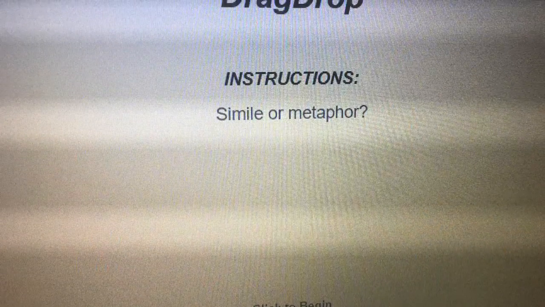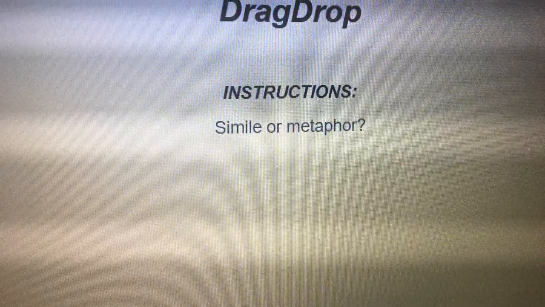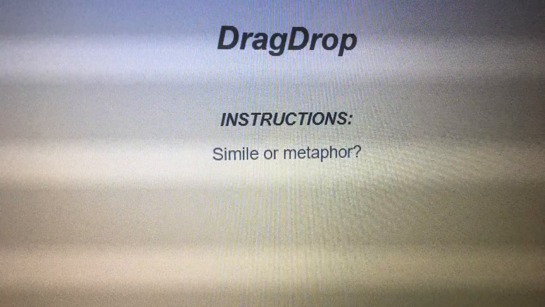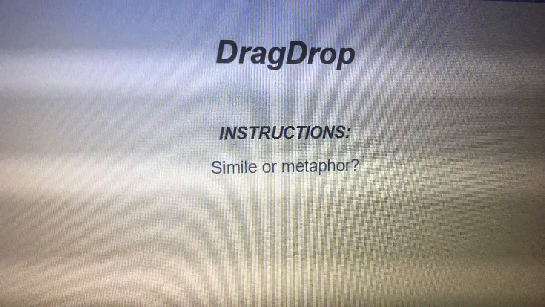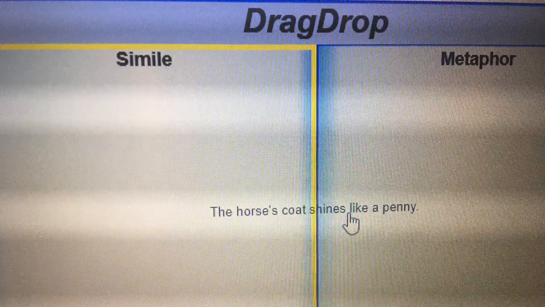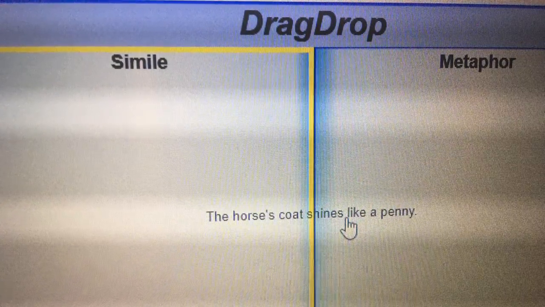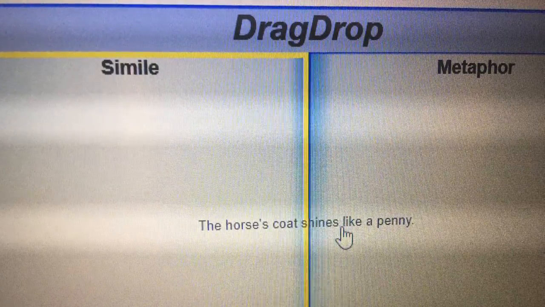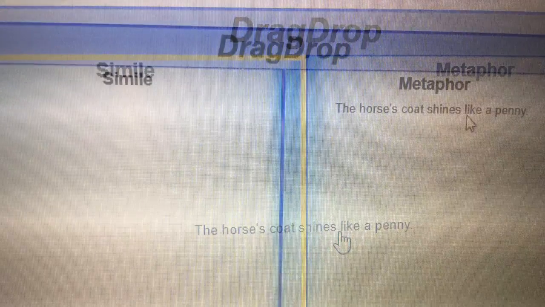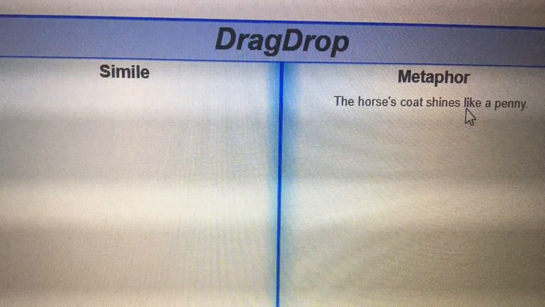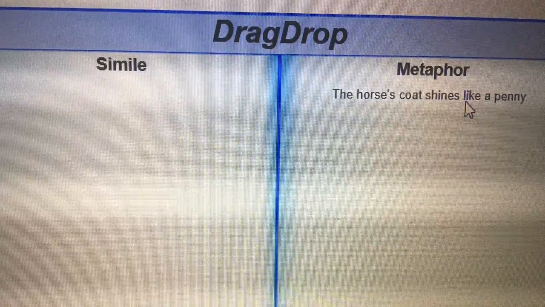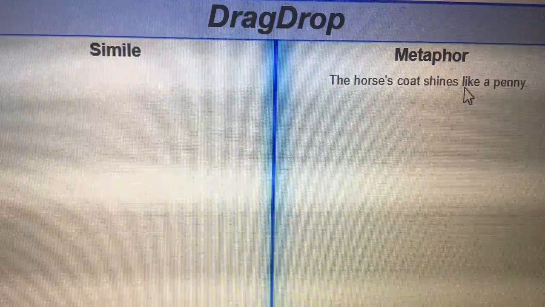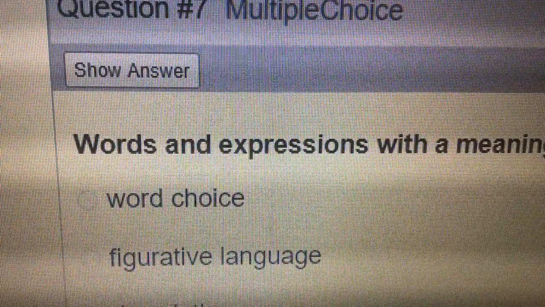You are going to play a review game that is a drag and drop review game. You are going to take the sentence at the bottom of the screen and drag and drop it in either the simile category or the metaphor category. For example, the horse's coat shines like a penny. Is that going to go in the simile or metaphor? Remember, like or as is a simile.